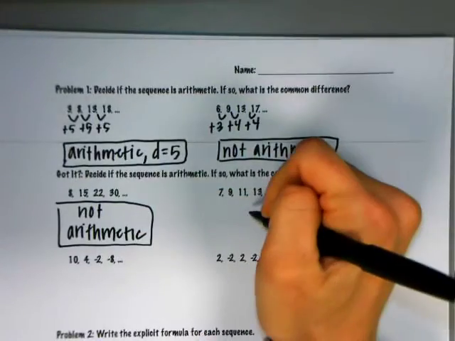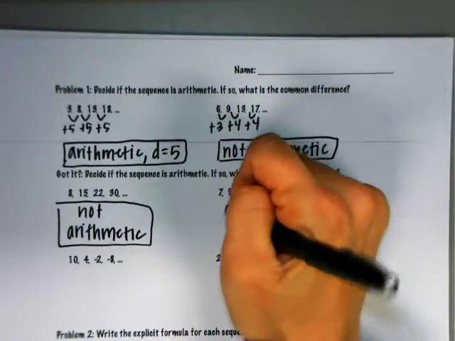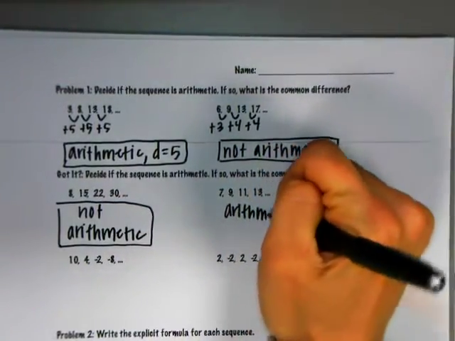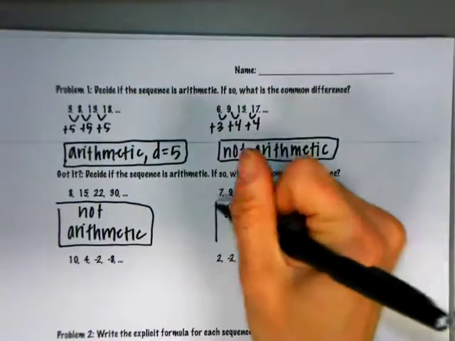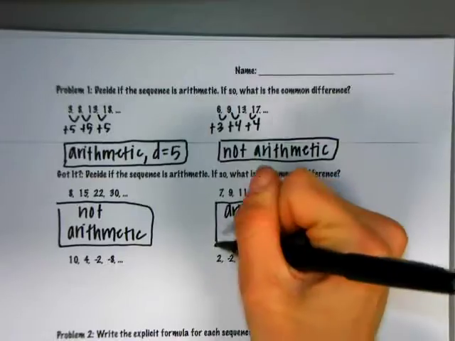Okay, what about this one? Yes? What is the common difference? 2. All right, what about the third one?